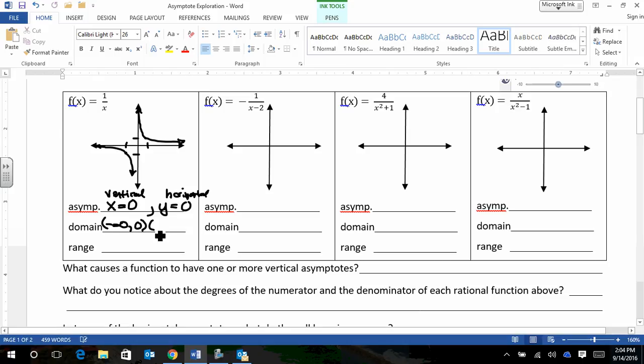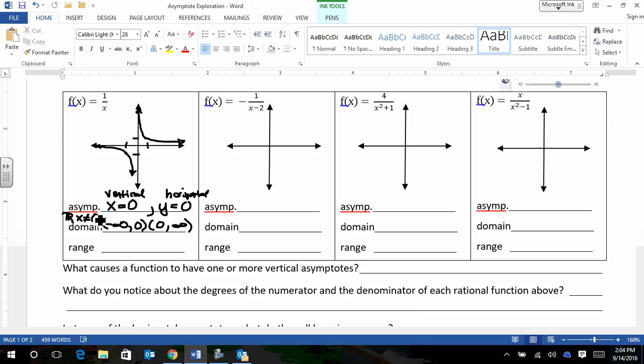I love that you used our interval notation. Okay. Negative infinity to 0, 0 to positive infinity. We could also have just said real numbers such that x is not equal to 0 if you want to go with the older version. Older way, last year's way of saying domain.